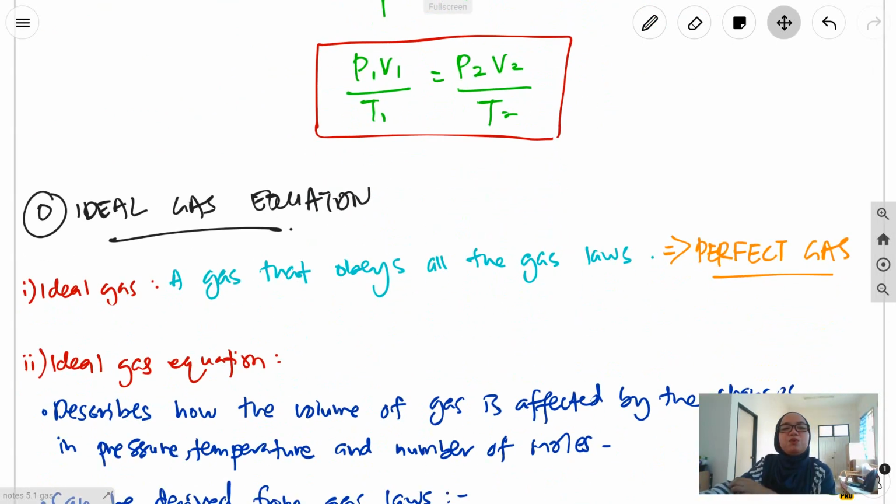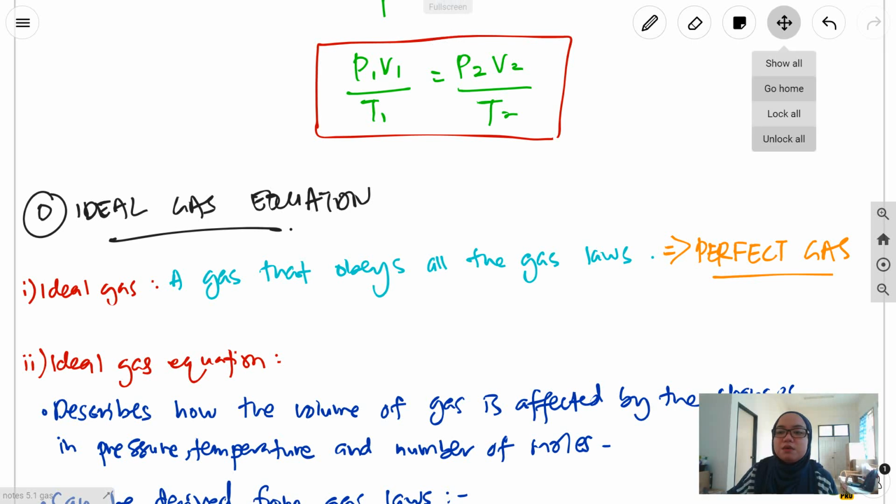Okay, what we're going to look at now is the ideal gas equation. So we want to know what ideal gas actually means. An ideal gas is actually a gas that obeys all the gas laws. It obeys Charles' law, Boyle's law, and Avogadro's law. It's a perfect gas. It obeys all the gas laws.